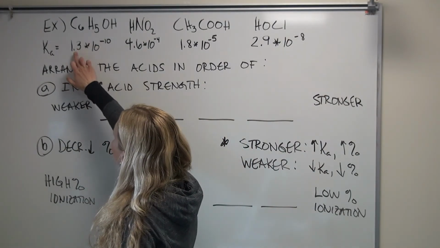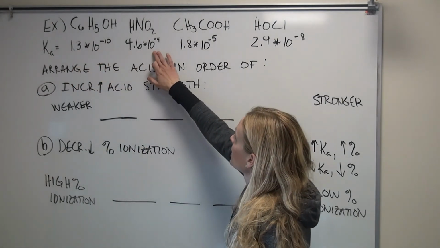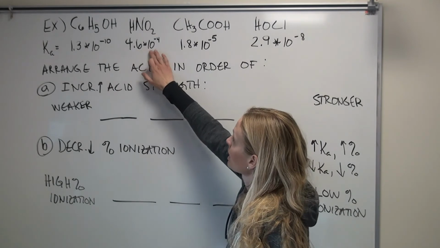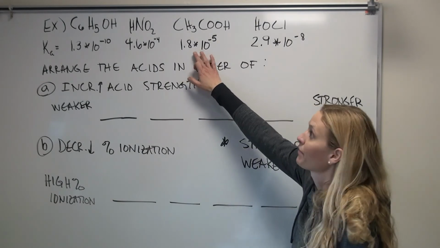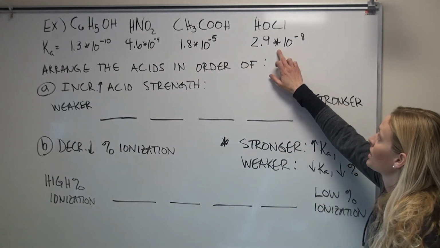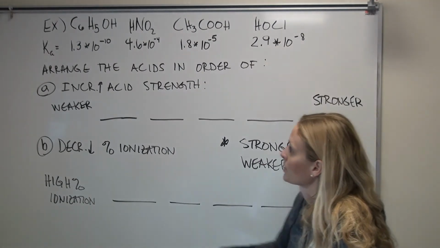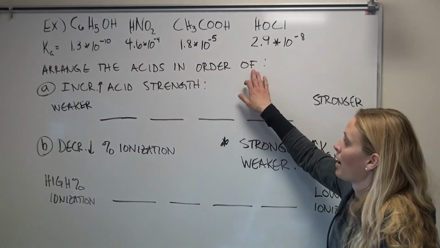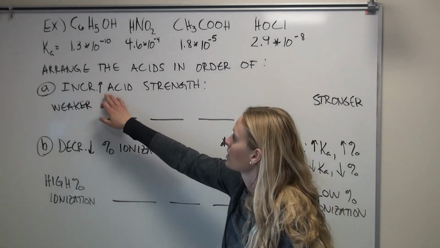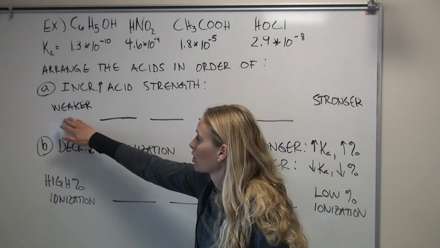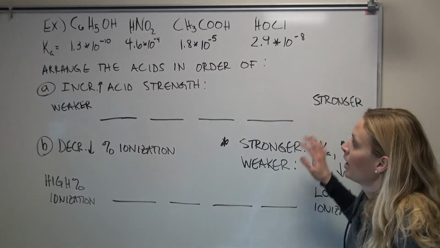And the first one here, C6H5OH, is 1.3 times 10 to the minus 10th. The next one, HNO2, is 4.6 times 10 to the minus 4th. And CH3COOH is 1.8 times 10 to the minus 5th. And the last one here, HOCl, is 2.9 times 10 to the minus 8th. Okay, so that's the information that we're given, and the question says arrange the acids in order of 2 things that we're going to rank them. The first one, we're going to rank them increasing in acid strength. So we're going to have the weaker, and then we're going to put them increasing in strength to the stronger side. Okay? All right, so Ka.